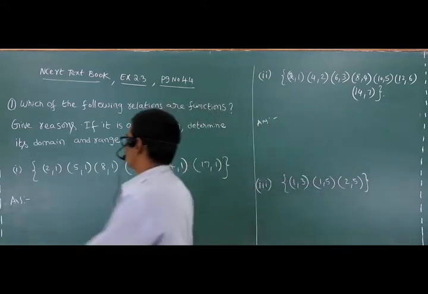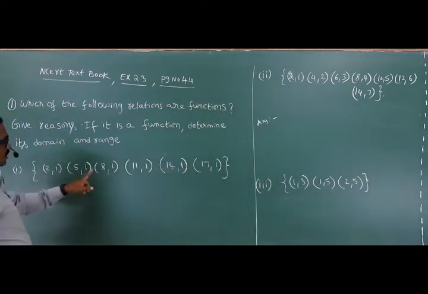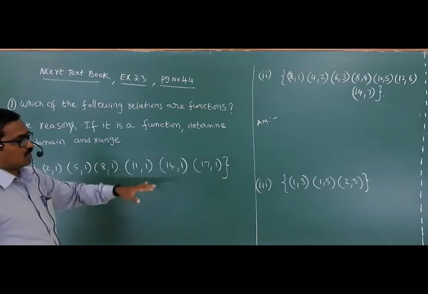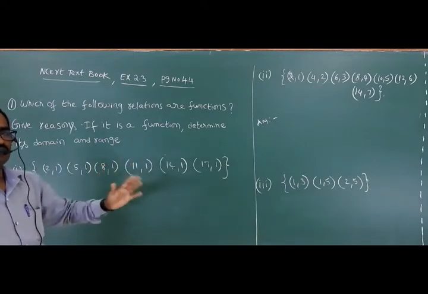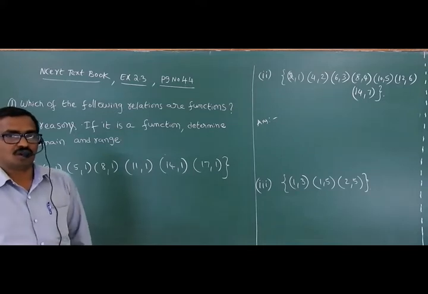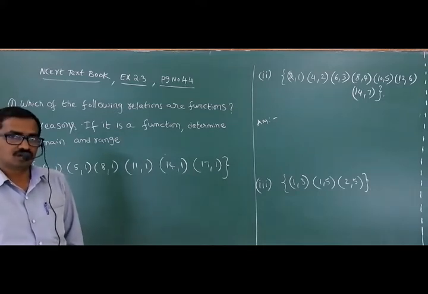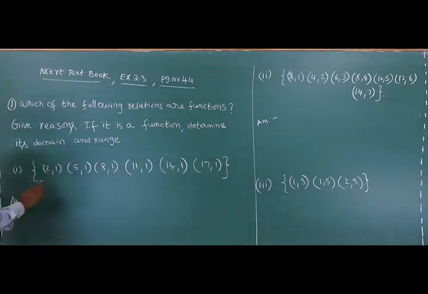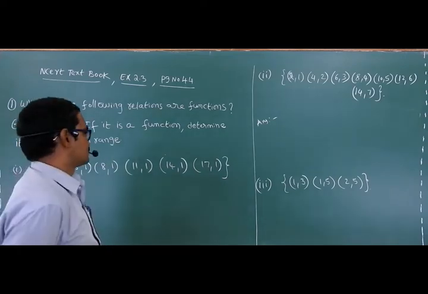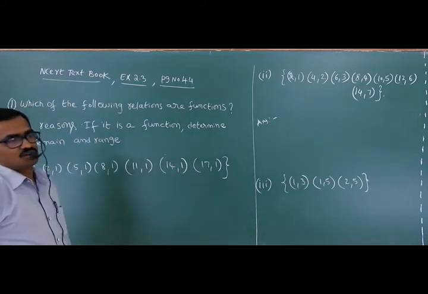See here, the first elements are 2, 5, 8, 11, 14 and 17. All the first elements of the ordered pairs are distinct. So it is a function, no doubt at all. All the first elements of the ordered pairs are distinct, so it is a function.